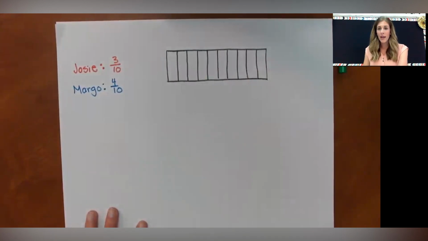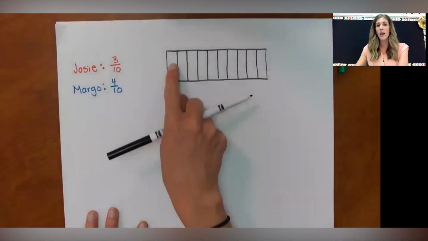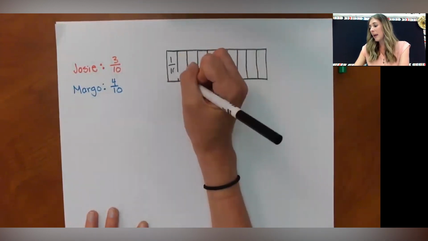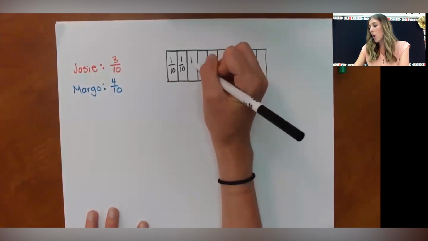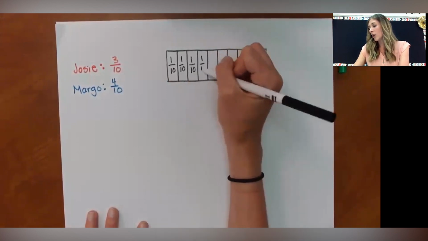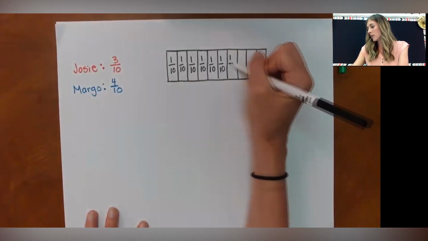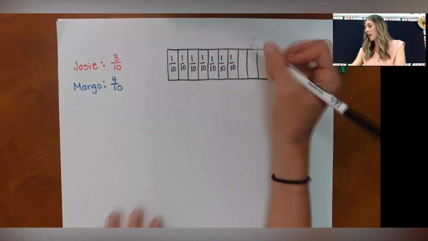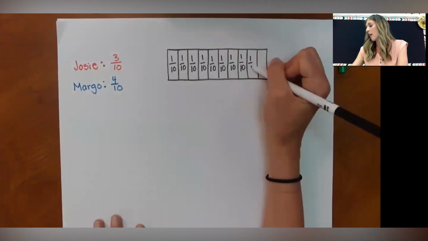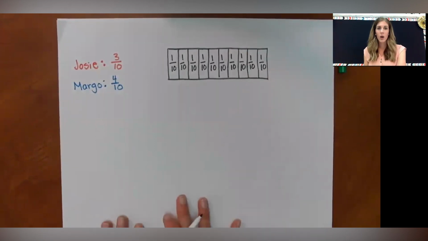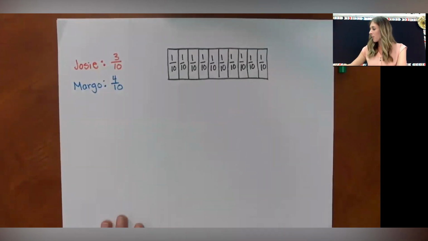Now, what fraction of the whole fence is one of these pieces? Correct, 1/10. Each piece on its own represents 1/10 of the whole. That unit fraction is going to help us build or compose how much Josie painted and Margot painted. Now we can shade in our model to really show what part each person painted.